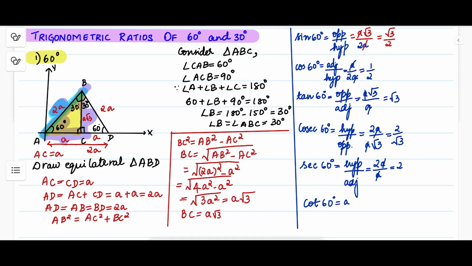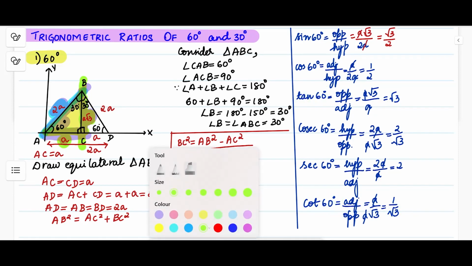The last one is cot theta, that is cotangent theta, that is cot 60 degrees, whose definition is always the adjacent side of the triangle by the opposite side of the triangle. As I said before, the adjacent side is AC and it has the value A, and our opposite side is BC and it has the value A root 3. So it is A divided by A root 3. A and A will cancel out each other. So we are left with 1 divided by root 3. So here we can see that cot 60 degrees is the reciprocal of tan 60 degrees. Tan 60 degrees has the value root 3 and cot 60 degrees has the value 1 by root 3.